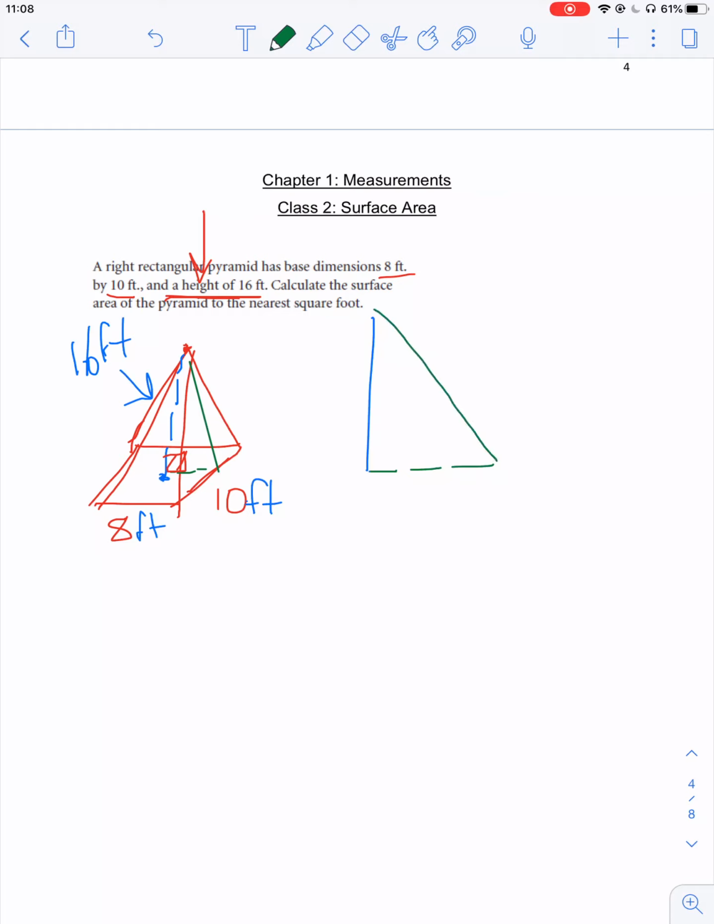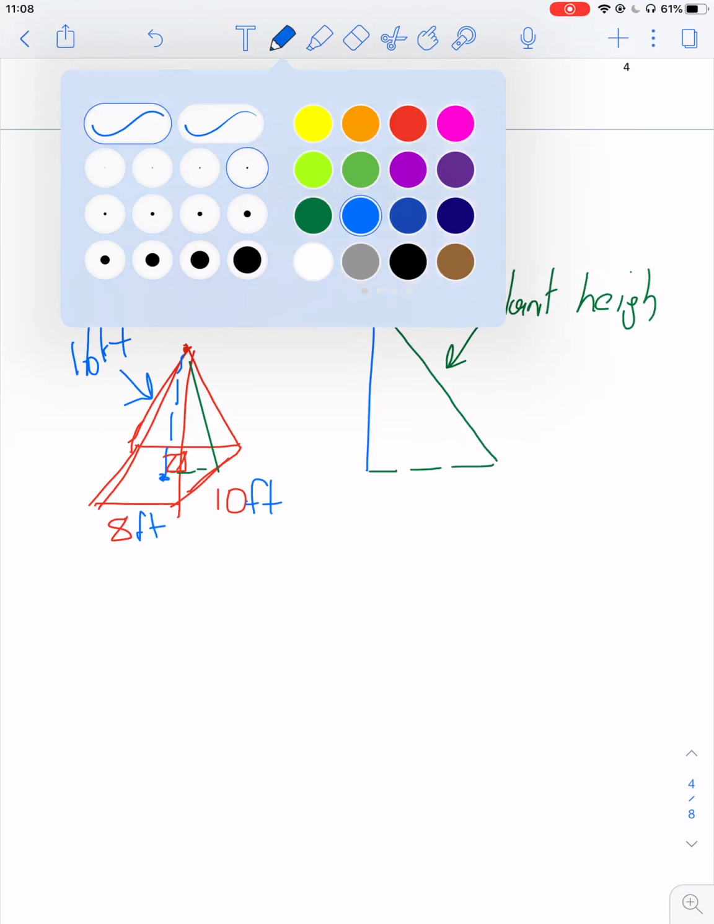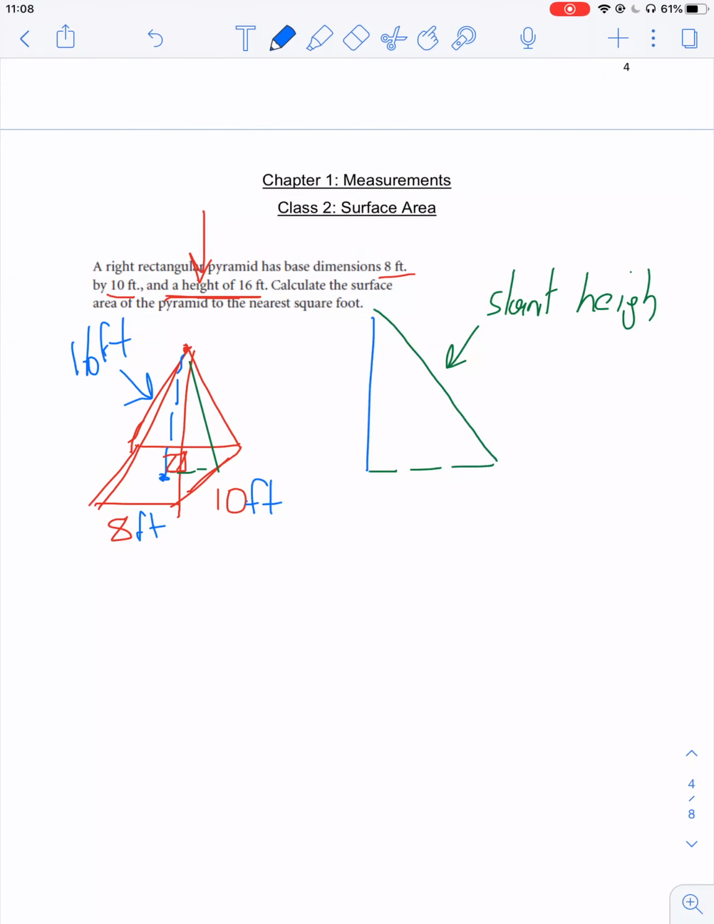Okay, this is what I'm interested in. This is my slant height. Now to find the slant height, I will have to use the Pythagorean theorem. I know that the height of the pyramid is given to me, so I know that this is 16, right? I don't know what the slant height is, so this will be x.